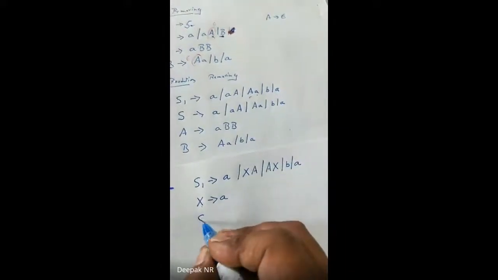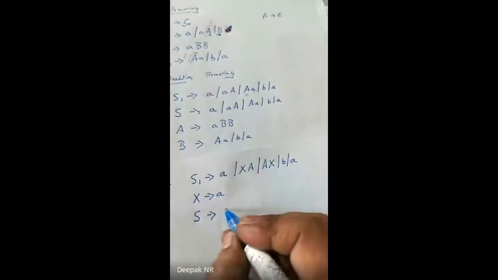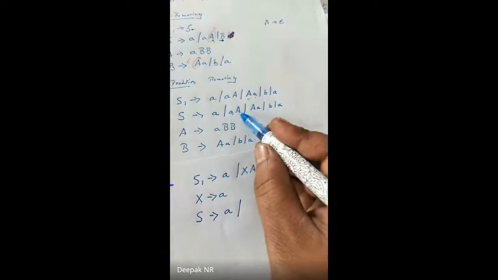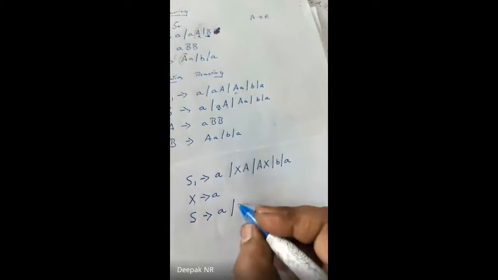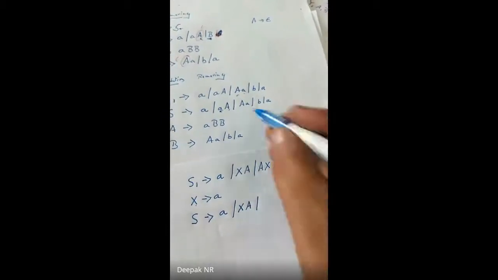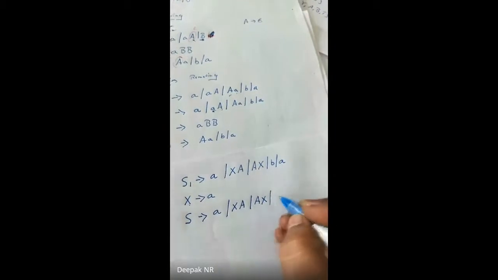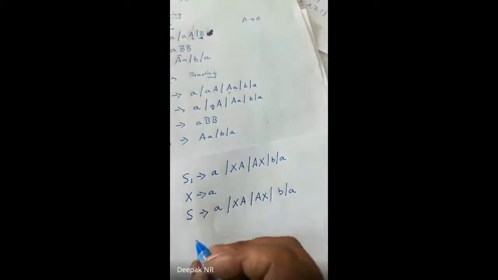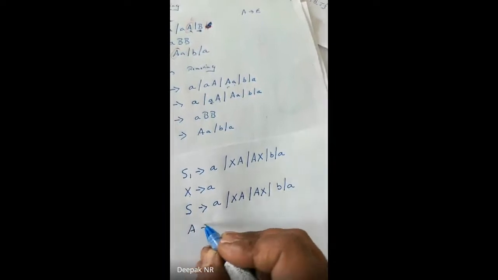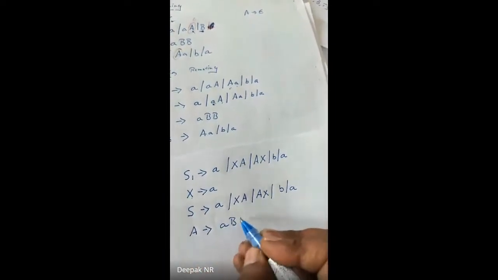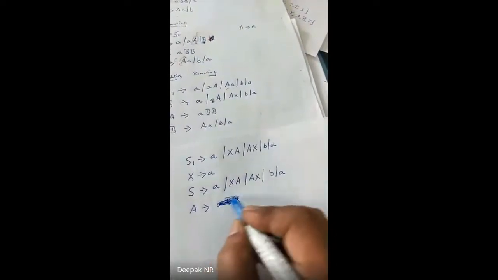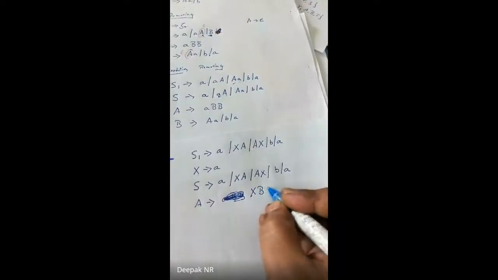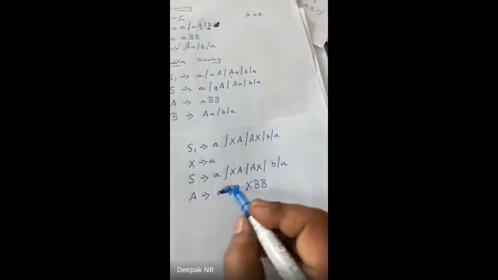Then next I'll take one more S. This one, A, perfect, it's correct. Then A and A, wrong format. This A I'll replace with what? X. So I write XA slash again AX slash B slash A. Clear? The next A which tends to ABB format, this is wrong. Step 3 says it should not be a combination, so I replace this with XBB. Clear?